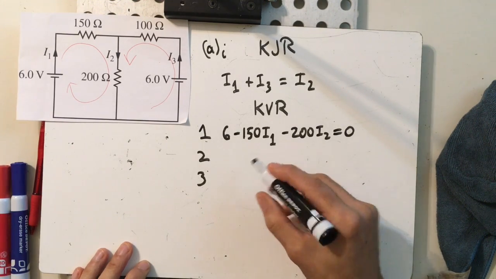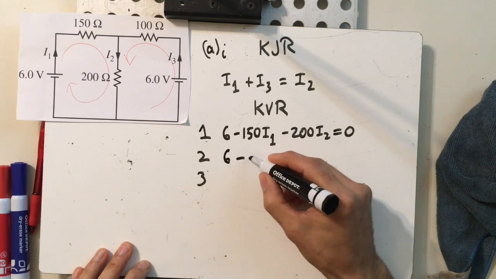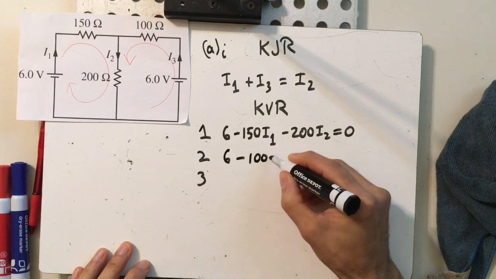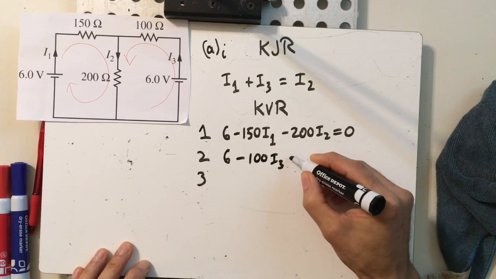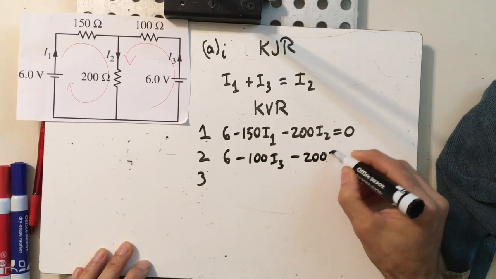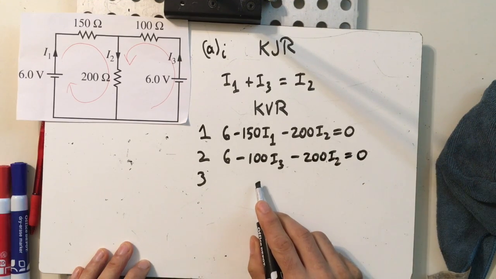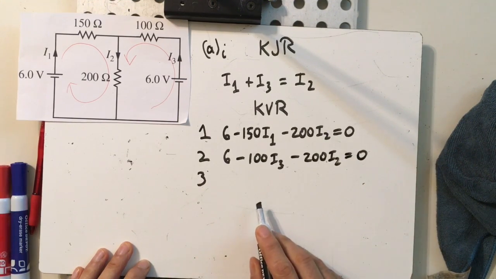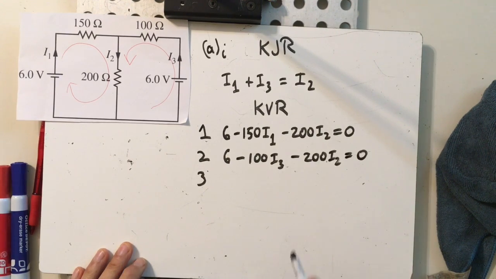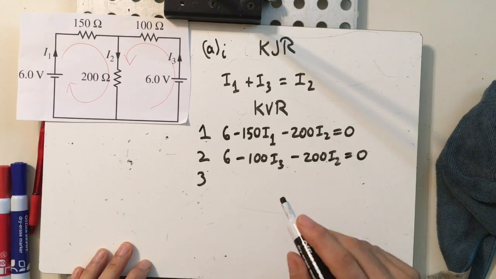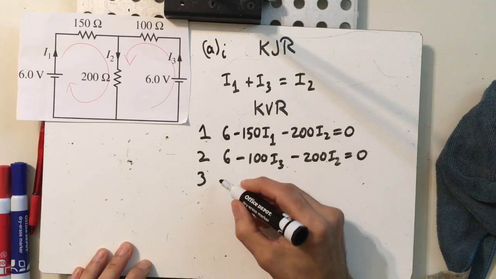The right loop, 6 minus 100 I3 minus 200 I2 equals 0. If you look at those 2 equations, there's something interesting there that you may notice that's useful when solving the problem. I'll come back to that a little later.